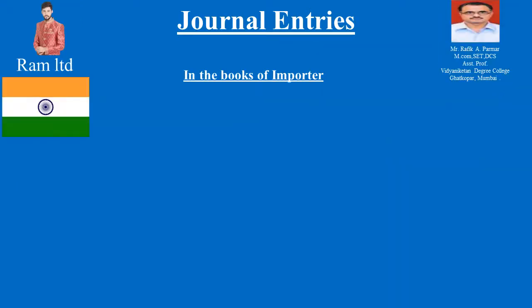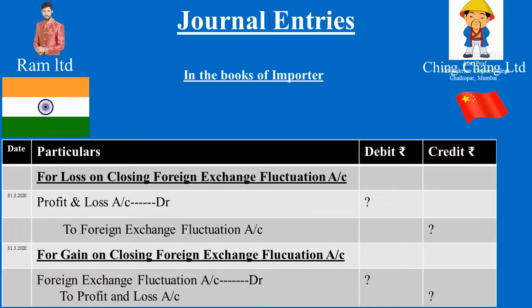Now finally we have to close the foreign exchange fluctuation account. Now while closing foreign exchange fluctuation account, there are two possibilities. There can be a loss. So if it is a loss at the time of closing foreign exchange fluctuation account, we have to debit profit and loss account. So profit and loss account debit to foreign exchange fluctuation account. There can also be a gain while closing foreign exchange fluctuation account. So if there is a gain, then we have to credit profit and loss account. So the entry will be foreign exchange fluctuation account debit to profit and loss account.